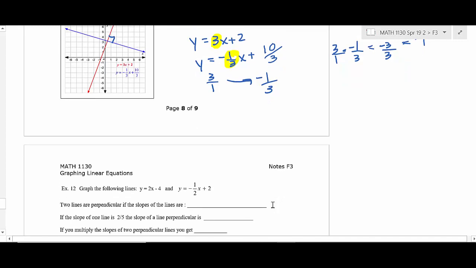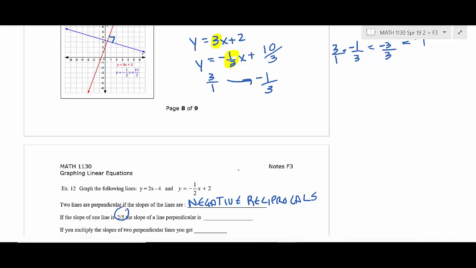So on this next page, there's a couple of things we want to get straightened out here. Two lines are perpendicular if the slopes are negative reciprocals. So you want to know what I mean by that. Like this, if one slope was 2/5, what would the perpendicular line slope be? Turn it upside down and make it negative, so you would have -5/2. Don't forget the negative. They have to have opposite slopes because one line has to go up and one line has to go down. Otherwise, you're not going to make them perpendicular.